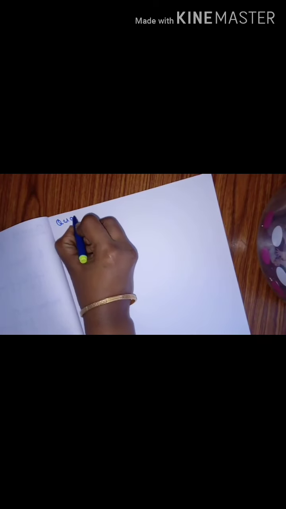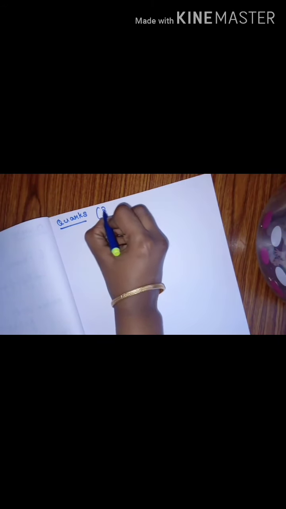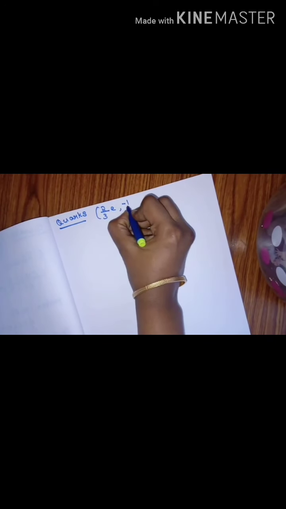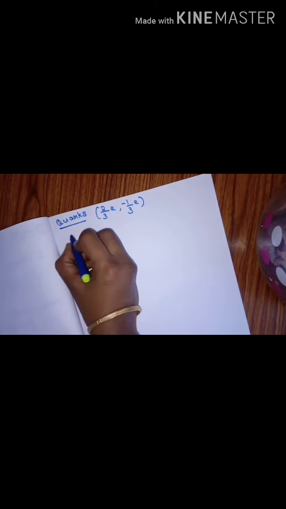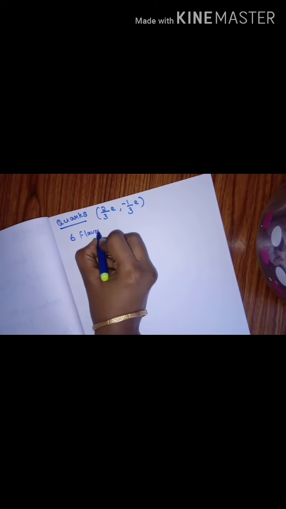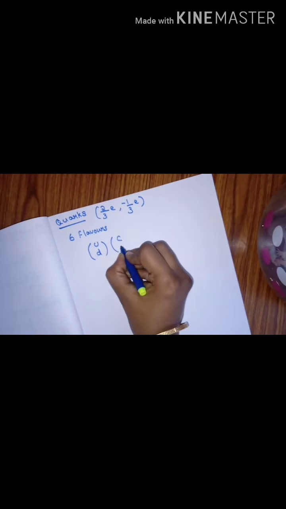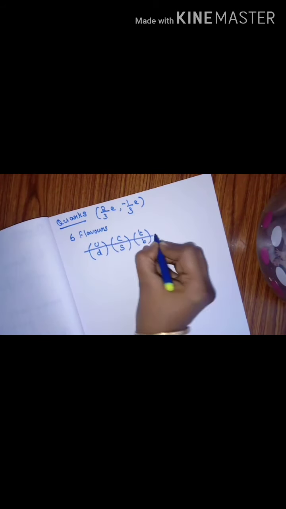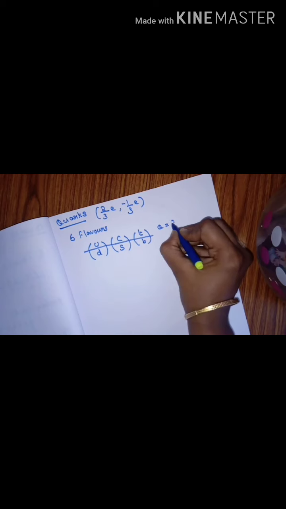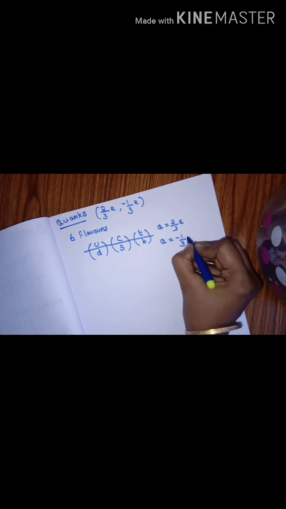Next is quarks. They are spin half fermions with charge 2 by 3 e and minus 1 by 3 e. Since quarks cannot exist freely, they exist in bound states. They exist in 6 flavors: up, down, charm, strange, top, bottom. The upper portion has charge Q equal to 2 by 3 e, and the lower portion has charge Q equal to minus 1 by 3 e.